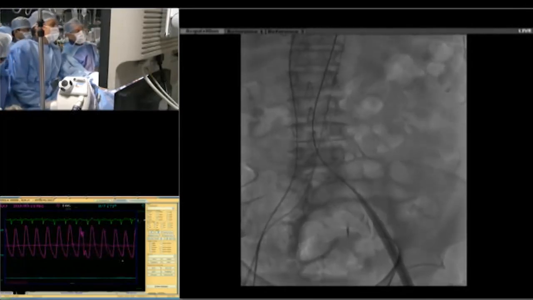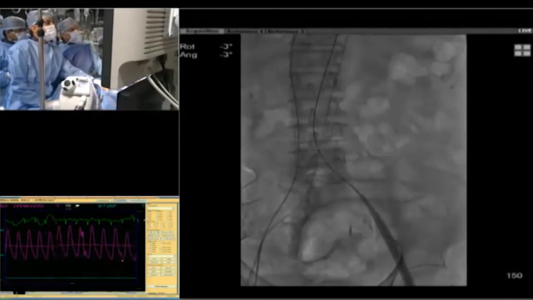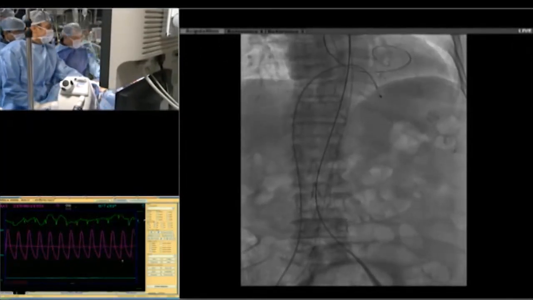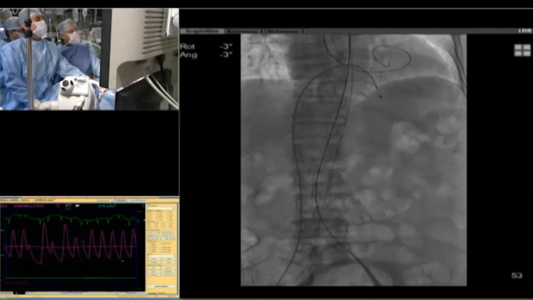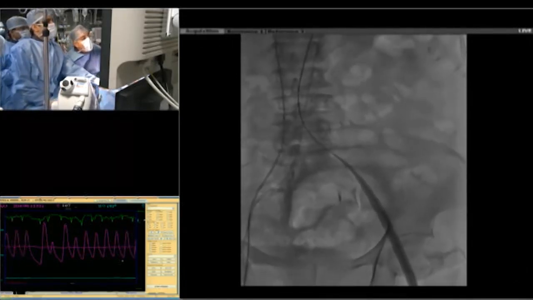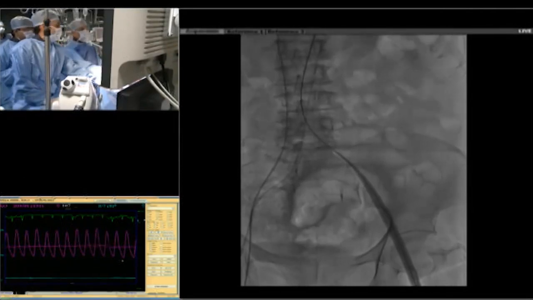Do you feel a lot of resistance? A lot of resistance. Show us the wire in the LV. So what we'll do is, we'll stop here. Yeah, you think so? Yeah. So this is what we were anticipating. We're not able to advance our sheath all the way up to the abdominal aorta, and we don't want to do too much pushing and pulling.